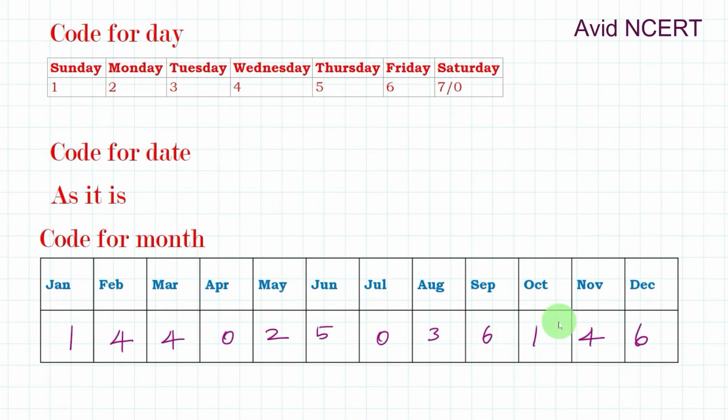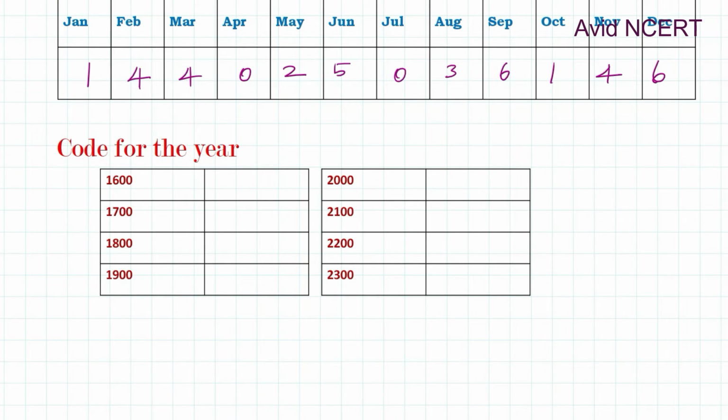And code for the year. To remember it easily, it goes like this. The 2 times table: 2 times 0 is 0, 2 times 1 is 2, 2 times 2 is 4, 2 times 3 is 6. So the same thing on the side, which is 6, 4, 2 and 0.